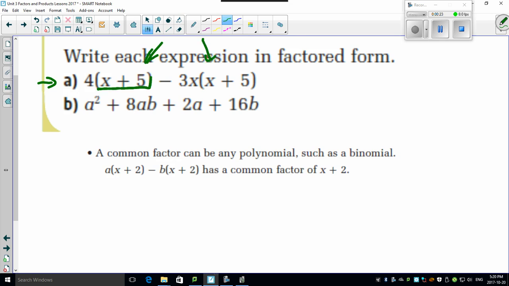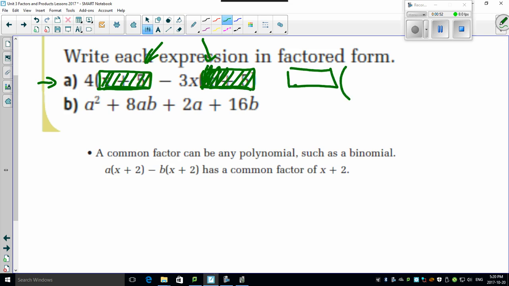Look what's common to both of these terms. This one has an x plus 5 common, and this one has an x plus 5 common. We can actually factor out a polynomial. What? Okay, look, if I made this a box, this would be the identical box, wouldn't it? That means there's a box that's common to this term and to that term. Let's take out the box. What are we left with?